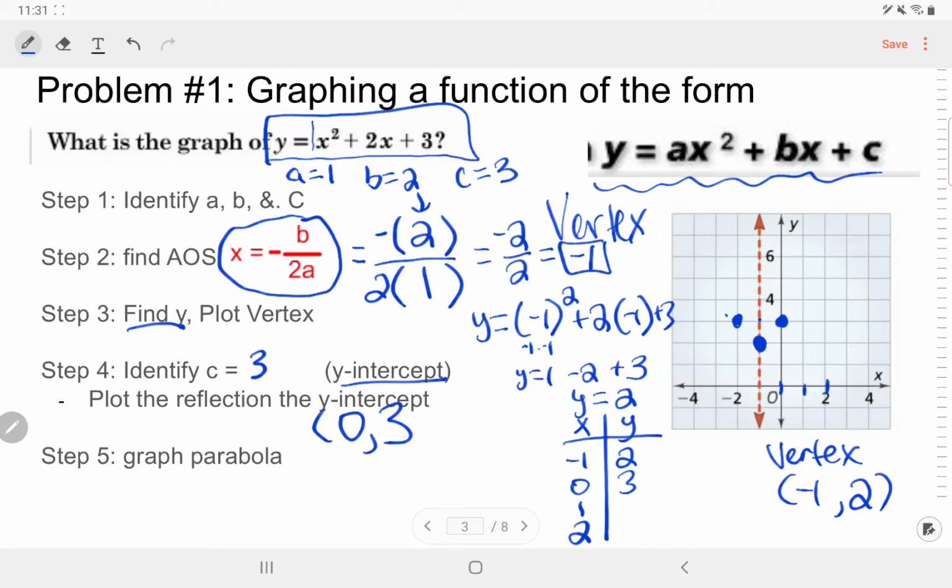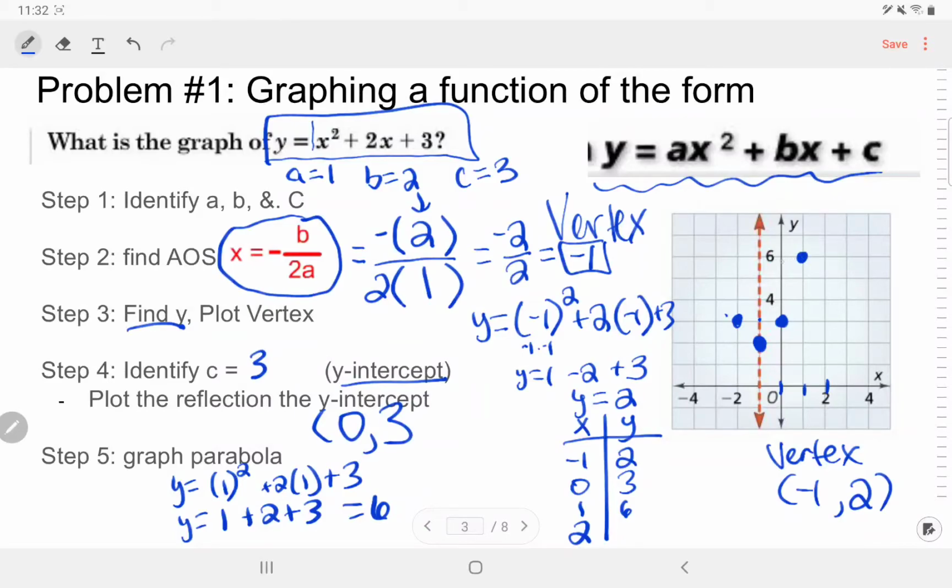The next thing, I don't know what my V looks like completely, so I'm just going to use the next number. I'm going to plug in positive 1, since that's next to 0 on my x-axis. So we have y equals 1 squared plus 2 times 1 plus 3. That's 1 squared is 1, plus 2, plus 3, which equals 6. So I know my y value will be 6 when I'm at 1, so I'll go right 1, up 6.